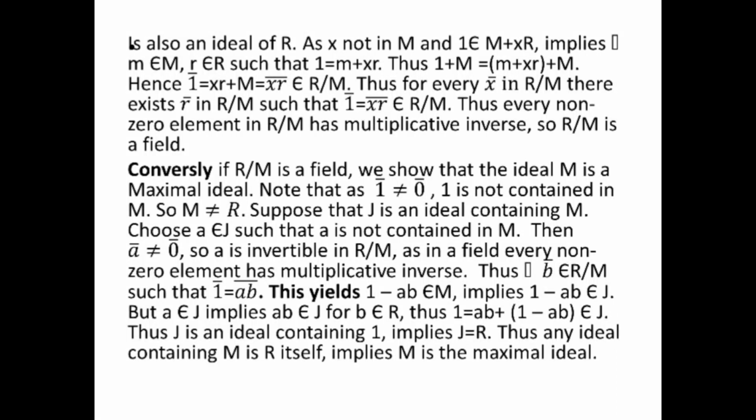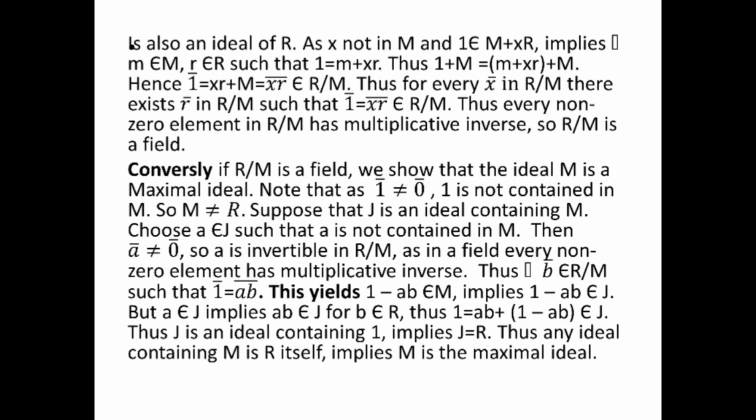For the next part, we consider R by M is a field, and we have to show that the ideal M is a maximal ideal. Here, you need not worry about showing that M is an ideal. It is given M is an ideal. What you have to show? If R by M is a field, then M is a maximal ideal.